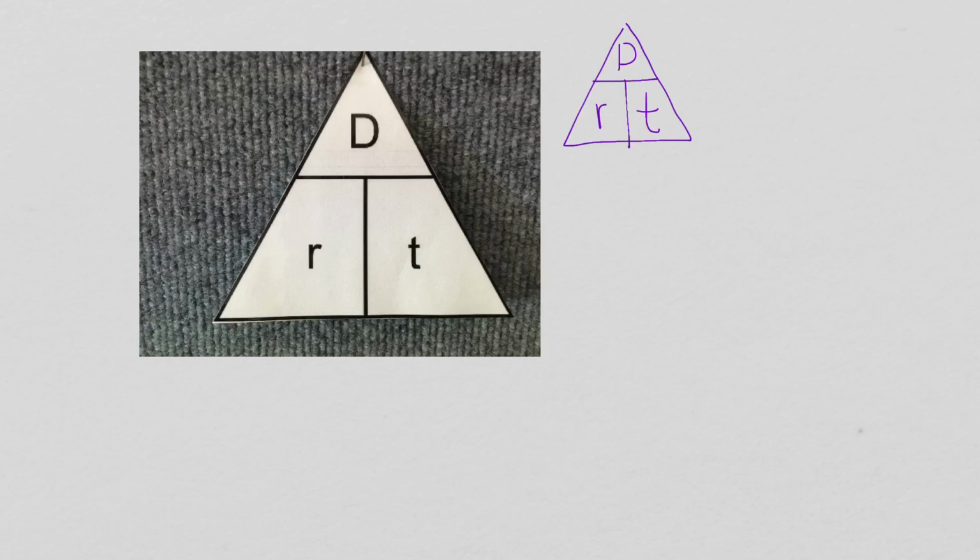So if I re-look at this, it asks me, how can you find the amount of time? So I need to look for time. So if I am looking for time, that's the one I'm going to circle. And then that leaves me distance over rate. So my formula is going to be time, that's what I'm looking for, and then distance over rate. So distance is on top. That's why it's always on top of the triangle. Distance over rate.